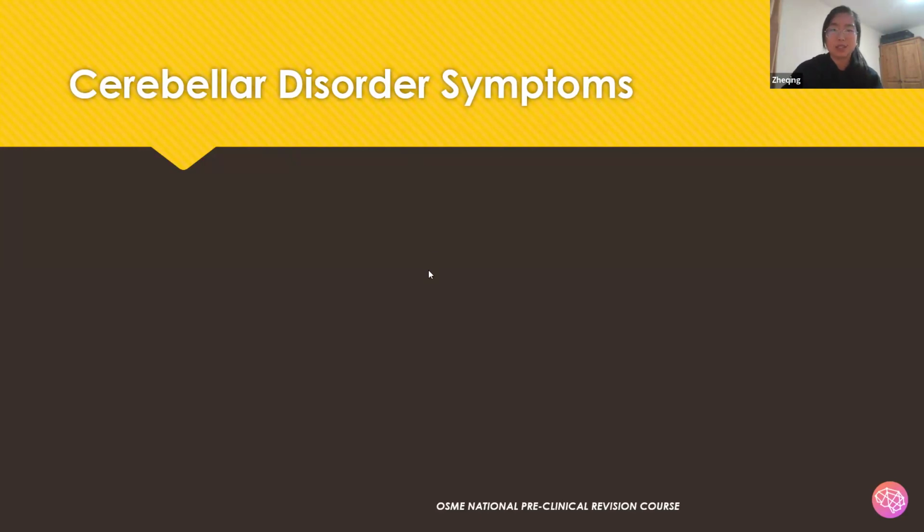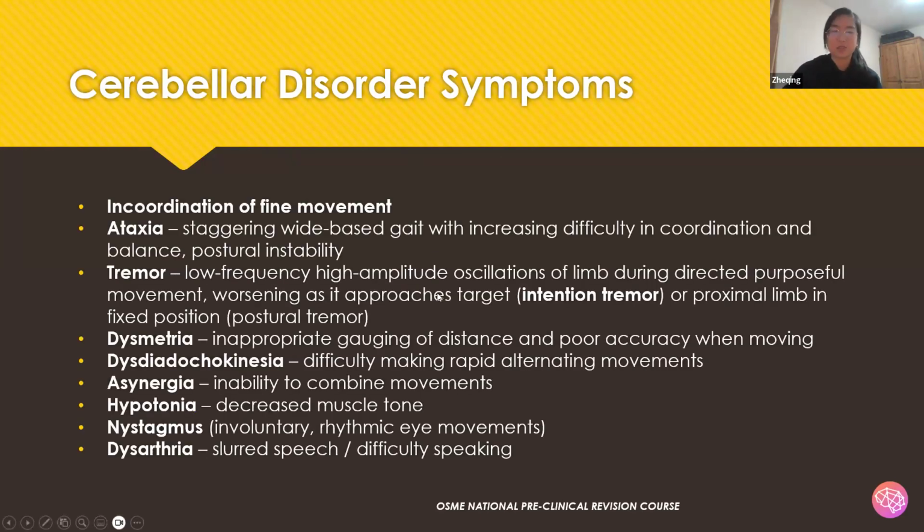Okay, so you have incoordination of fine movement and ataxia. I would say these first two are the most important. Ataxia describes a staggering, wide-based gait, which is related to loss of balance and postural instability. The tremor is an intention tremor, which helps to differentiate from the basal ganglia, which usually presents with a resting tremor, as in Parkinson's. You can also have postural tremor, which is when you're in a fixed position.